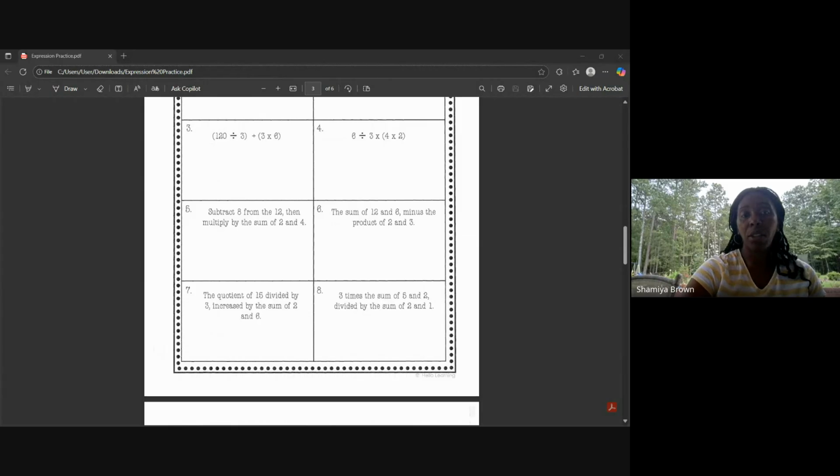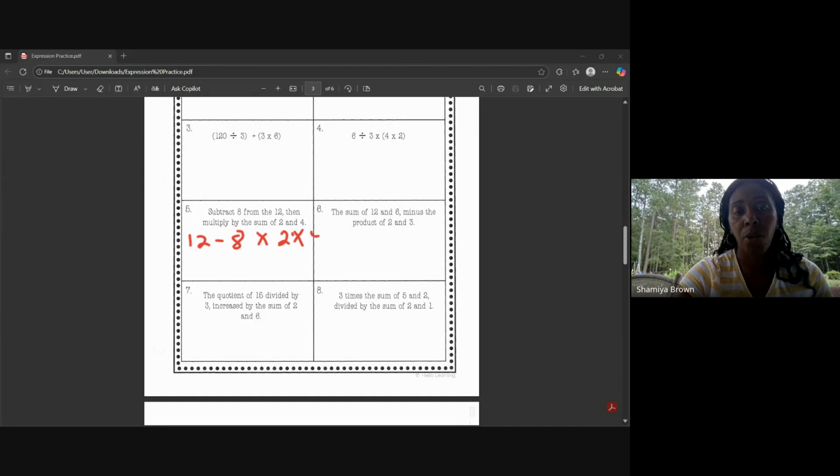So the first one says subtract 8 from the sum. I'm going to subtract 8 from the 12, then multiply by the sum of 2 and 4. So subtract 8 from the 12. That's going to be 12 minus 8, because I'm taking 8 from 12. Then I'll multiply that by 2 times 4.